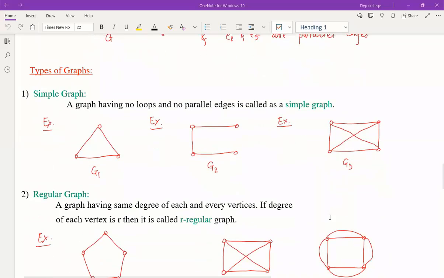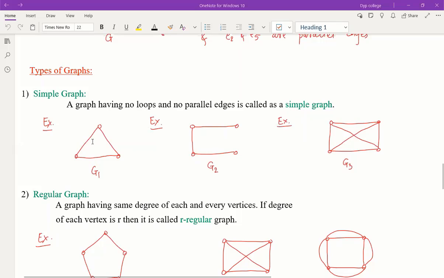What are the types of the complete graph? The first type of the graph is the simple graph. Simple graph means what? When there is no loop and no parallel edges in the graph, then that graph is called a simple graph. So there are some examples given here of the simple graph.